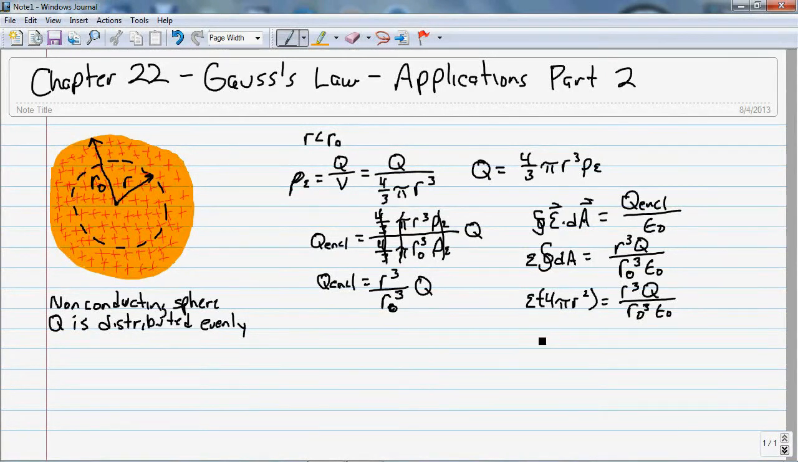And solving for E, we get r cubed Q over 4 pi epsilon naught r squared r naught cubed. And simplifying, we can take r squared out of the bottom, take r squared out of the top, and there's our answer: r times Q divided by the quantity 4 pi epsilon naught r naught cubed.